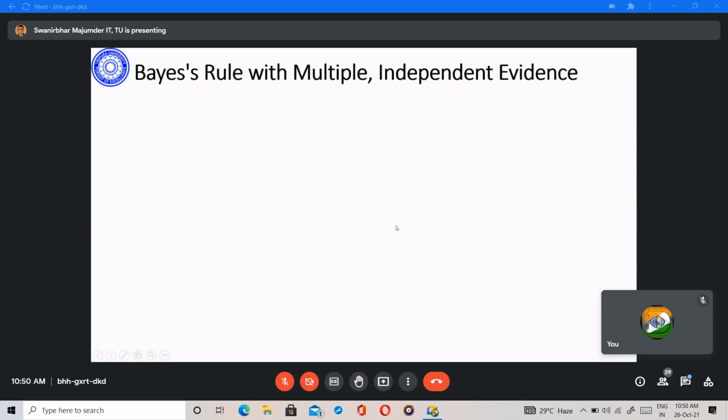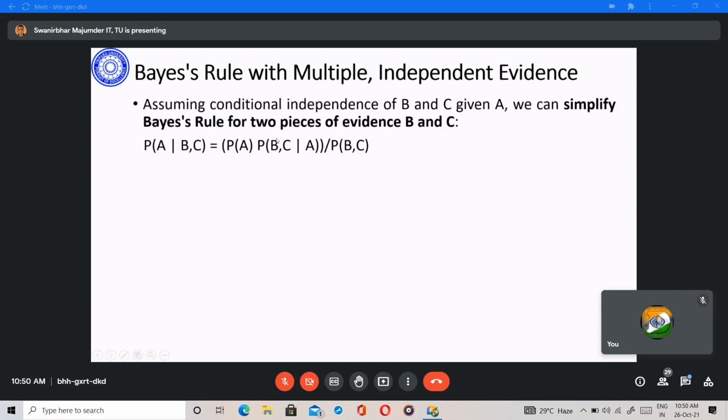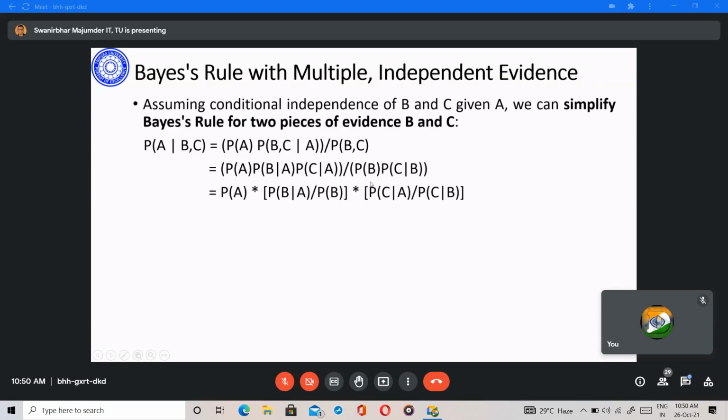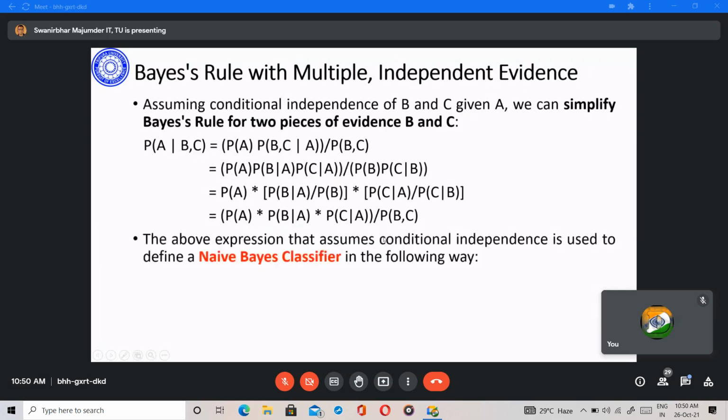So if there are multiple independent evidences, say two pieces like B and C, then you see P(A), and the same thing, only here we have the C conditional also. Based on that we can have this: P(A), P(B|A), P(C|A).